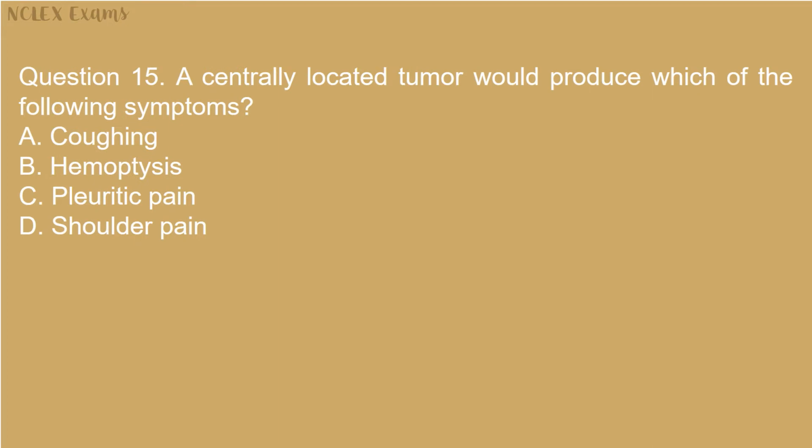Question 15. A centrally located tumor would produce which of the following symptoms? A. Coughing. B. Hemoptysis. C. Pleuritic pain. D. Shoulder pain.